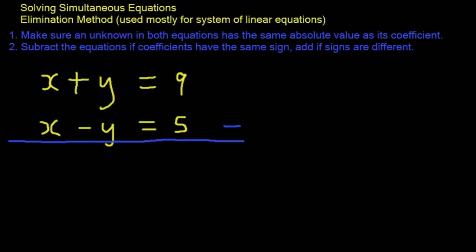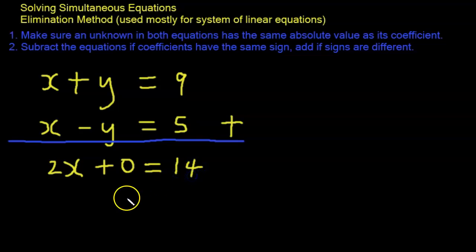Now let us look at the same problem where we now add. Because we can add, since the y and negative y signs are different. So let's add. So we add x plus x. That's 2x. y plus negative y, that's 0. And 9 plus 5, that's 14. So we end up with 2x is equal to 14.